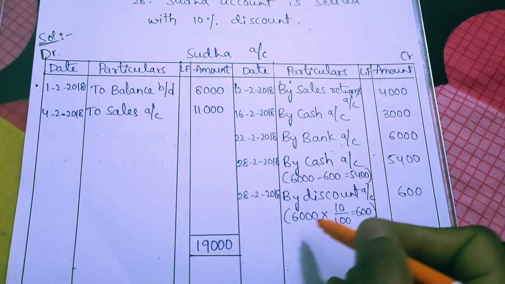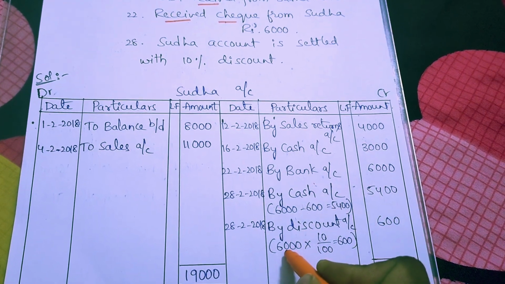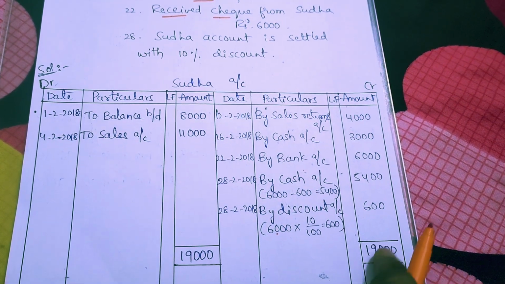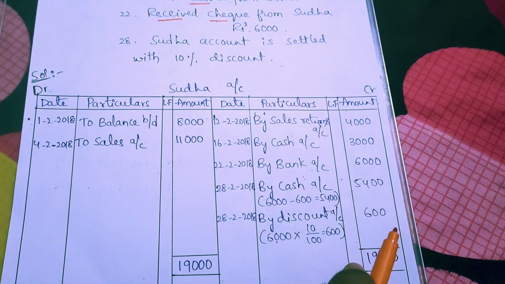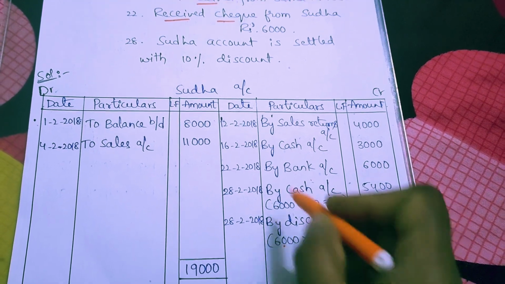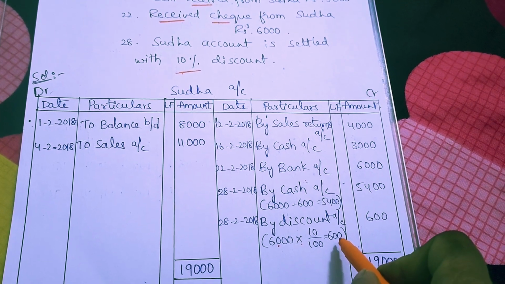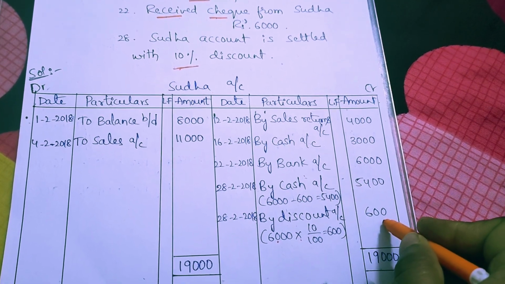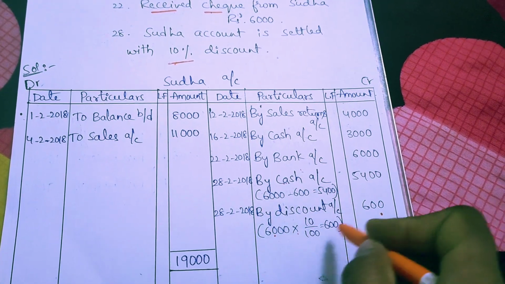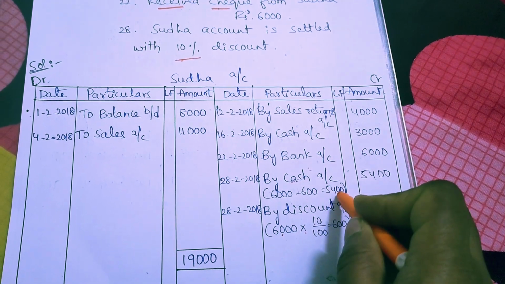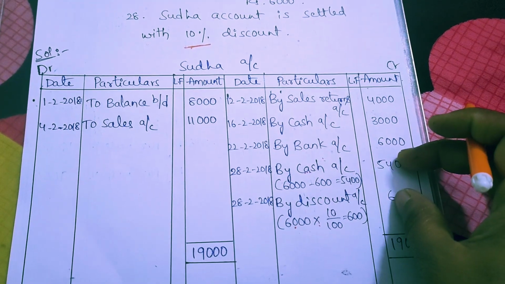First, we should calculate the discount. So what is the amount that we are getting here? 6,000. How are we getting 6,000? 19,000 minus this total 13,000. If we deduct, we are getting 6,000. And 6,000 into what is the discount percentage? 10 by 100. So we get 600. You write 600 here. And what amount are we going to write for cash? 6,000 minus this 600, we are going to get 5,400. Record for cash 5,400. This total again is 6,000.